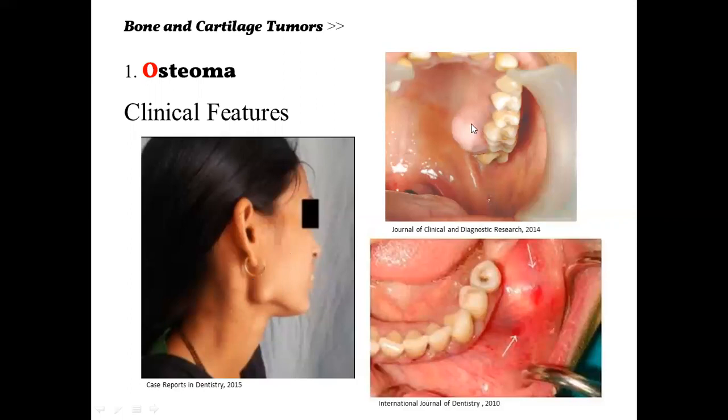Ito naman, nangyari sa may palatal side ng alveolar process ng maxilla. Okay. Ito naman sa may mandibular area. Yan. So mukha siyang bukol.